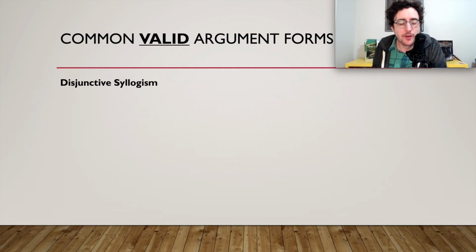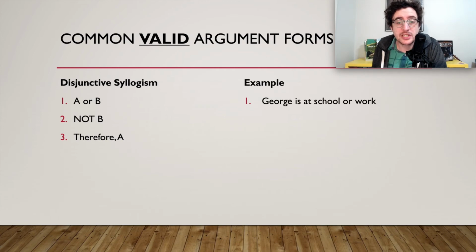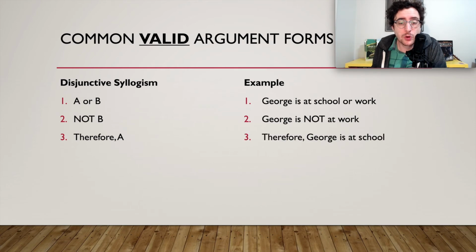Another common valid argument form is disjunctive syllogism. It says A or B, not B, therefore A. Here's an example. George is at school or work. Well, George is not at work, therefore George must be at school. The A is George is at school. The B is George is at work. Yet again, anytime you see this argument, it's going to be valid.